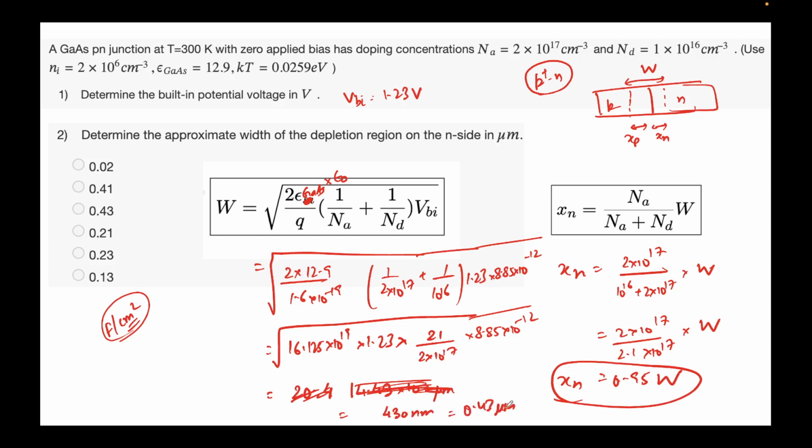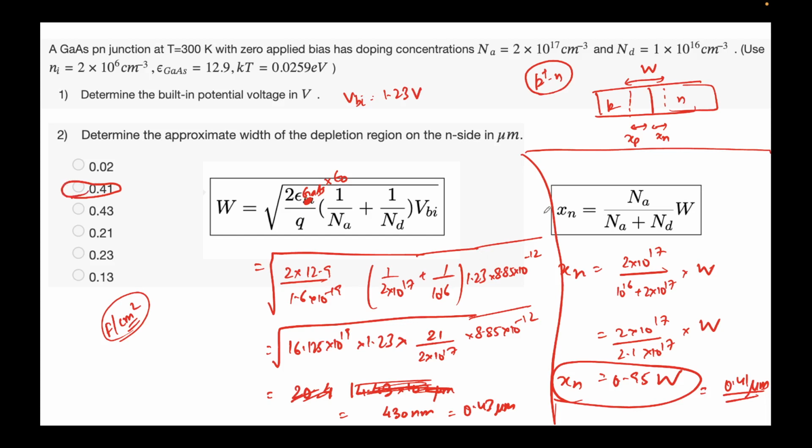W, mind you, W. So 0.43 microns is your total W here, and if you multiply this by 0.95, this is around 0.41. So this entity Xn is 0.41 microns. The mathematics you can do, that's not a big problem.